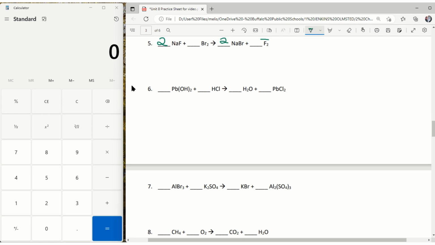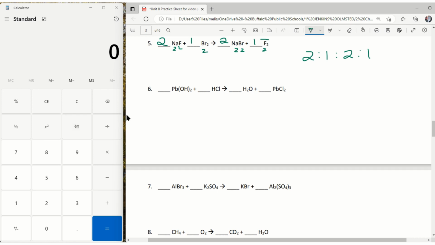And then look, watch this. 2 times 1 is 2 NAs. 2 times 1 is 2 NAs. 2 times 1 is 2 F's. 2 F's. 2 BRs. And 2 times 1 is 2 BRs. So it is balanced. So this is 2 to 1 to 2 to 1. So fun fact, if any of the coefficients is a 1, then I literally can't reduce it. So I know it's right.